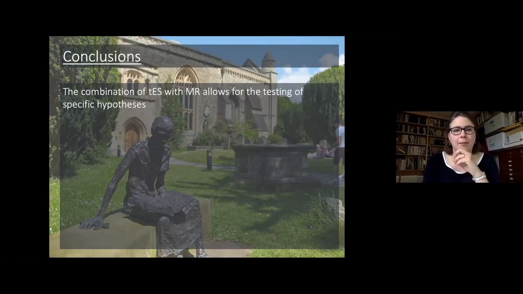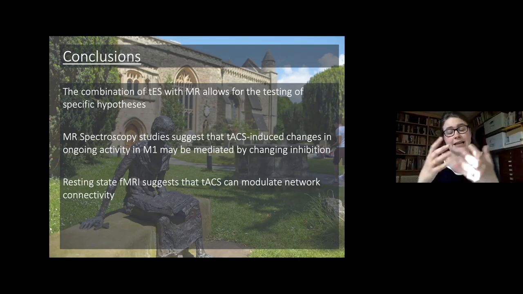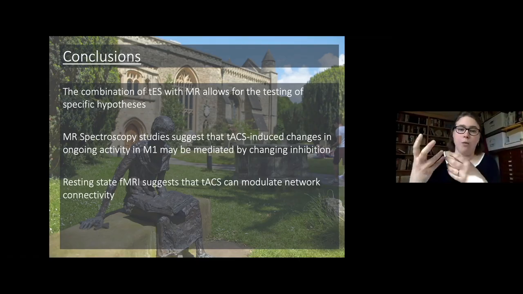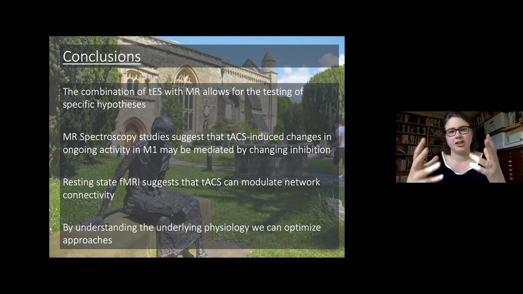So I'm going to finish there. I hope I've shown you a couple of studies that give you a little bit of an idea of the kind of things we can start to do with MR to look at the effects of alternating current stimulation. We've used spectroscopy to interrogate the neurochemical changes due to TACS, and we've used resting state fMRI to look at network level connectivity changes. The reason for doing this is that if we can understand the underlying physiology, then we can try and optimize the approaches. And this gives us a new avenue to develop potential therapeutic approaches and neuroscientific approaches.